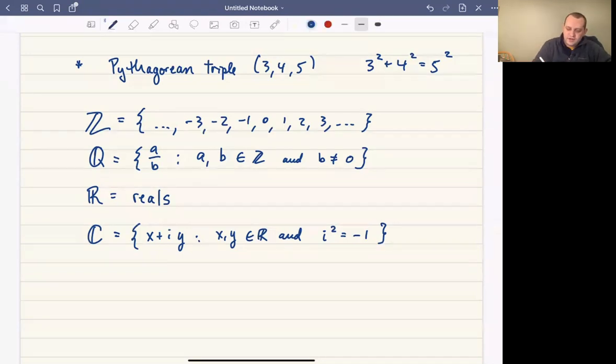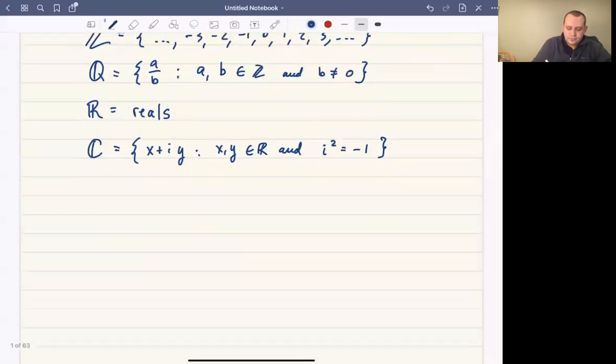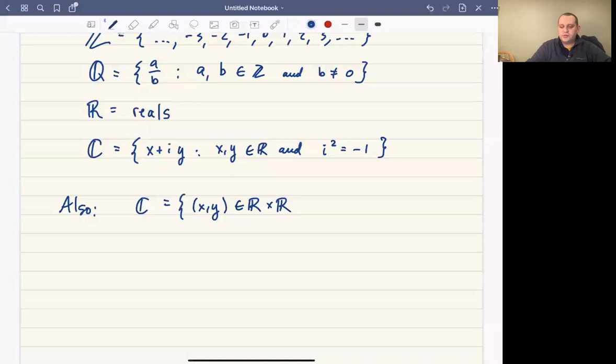Now it's convenient to think of the complex numbers, or you could alternatively think of the complex numbers, as a set of pairs x, y, where these are pairs in the reals cross the reals. I should mention a little bit about notation. Remember that this symbol means 'is an element of.' So this says that a and b are elements of the integers. This symbol is the set of pairs x comma y, where x and y are both real numbers.